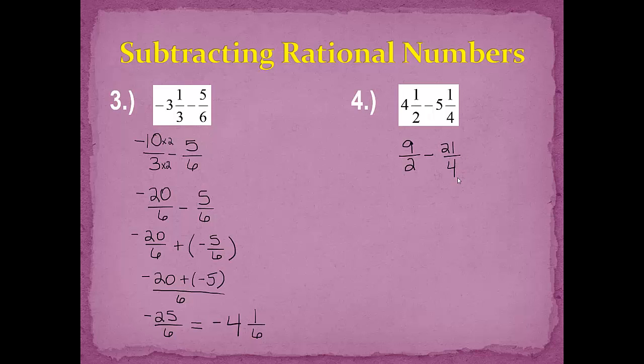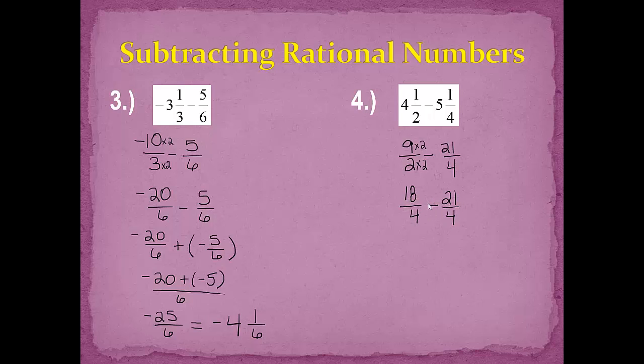Now I'm going to go ahead and get a common denominator. I have a 2 and a 4 for my denominators, so my least common denominator would be 4. So I'm going to multiply the first fraction by 2. 9 times 2 is 18, so I get 18 fourths minus 21 fourths.